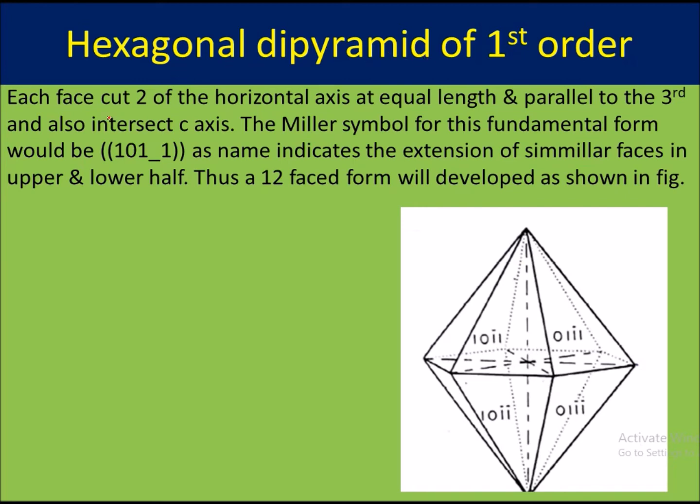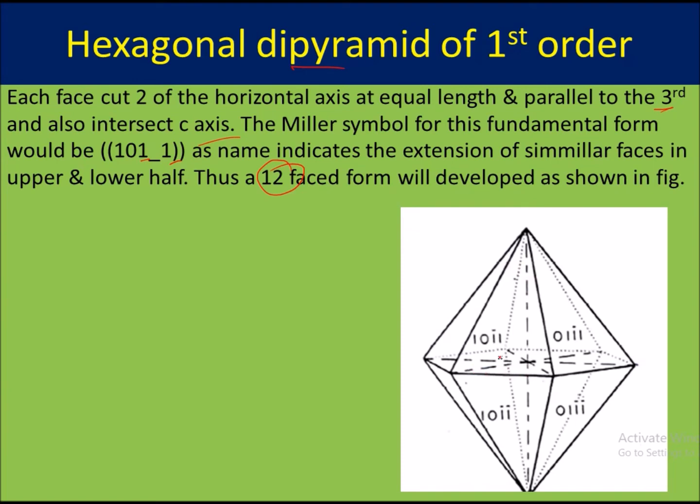If the face cuts two of the horizontal axes at equal length and is parallel to the third one, and also intersects the C axis, the Miller symbol for this fundamental form would be 1, 0, 1 bar, 1. Here, as the name indicates, hexagonal dipyramid, the similar faces extend in the upper and lower half. Thus this is the 12-face form. You can see in the diagram.